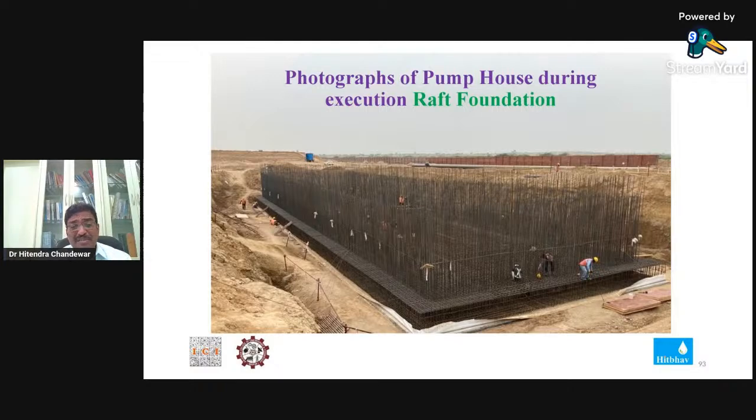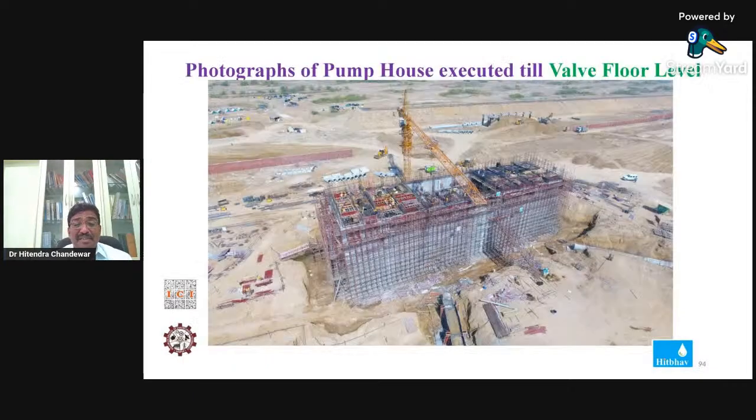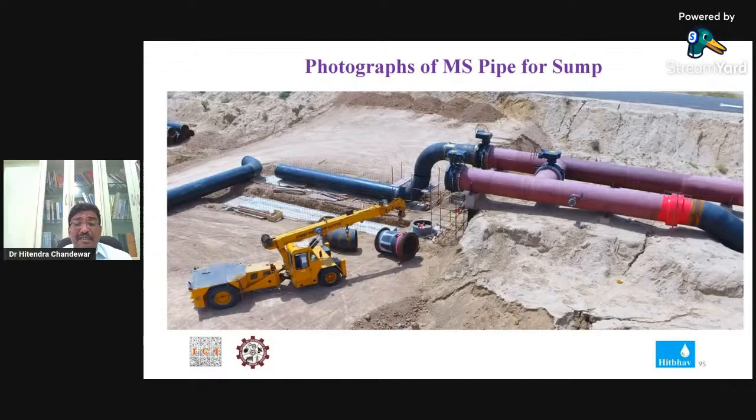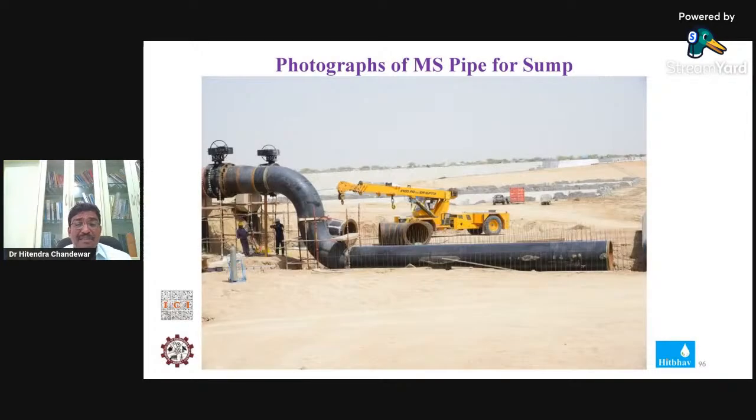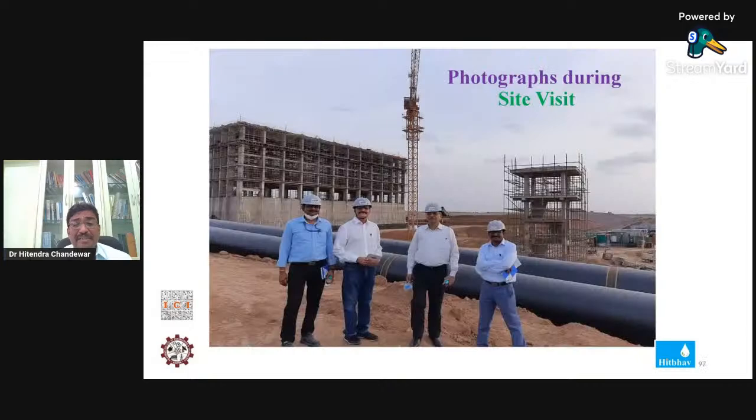It is resting on sandy soil. SBC was not more than 20 ton per square meter, and no hard rock is available there. So we have gone with the raft. And this is again the photographs during construction. This is the pump sump, 62 meters in length, 17 meters in width, and about 19 meters high. And then these are allied pipelines that were going on. These are allied pipelines. This is also our design.